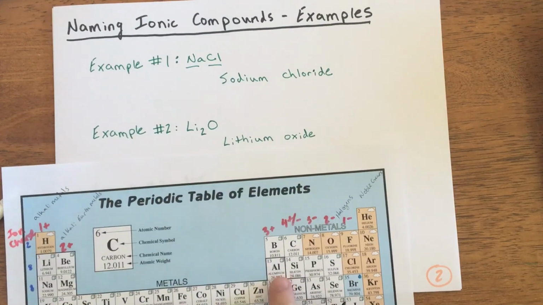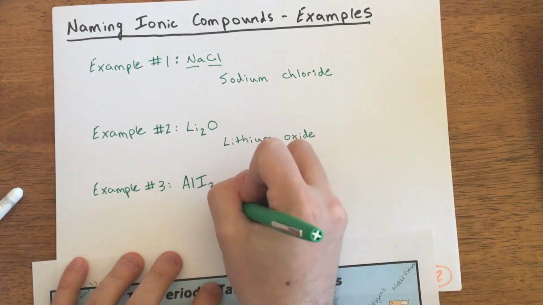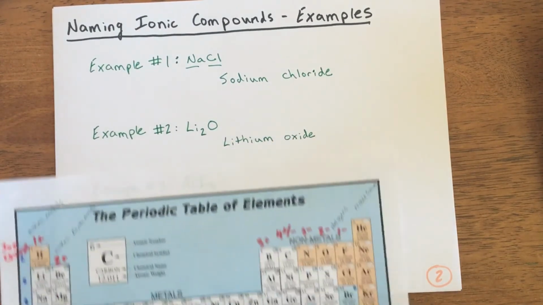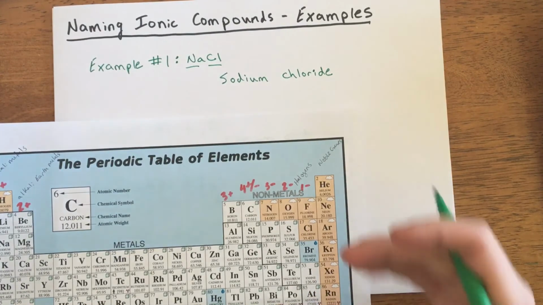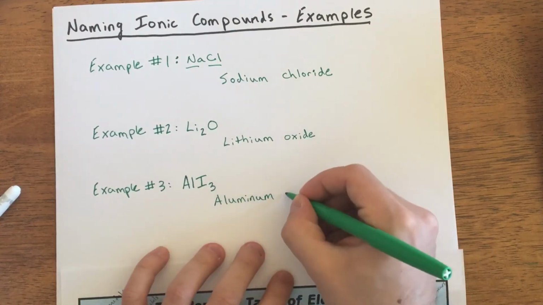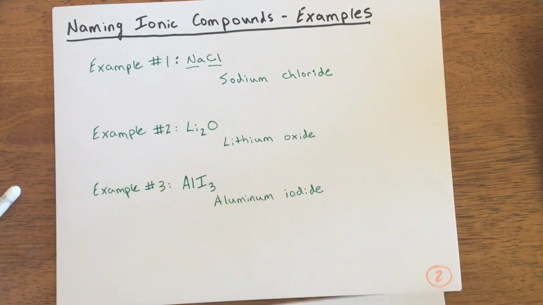Okay, our third example, hopefully you tried this one as well. We got to find aluminum in the third column, and since it's first, we just write aluminum. And a little bit tricky, iodine's actually in the very, very last column. So instead of iodine, just like chlorine, we're going to replace the INE with IDE, and you get aluminum iodide. Okay, hopefully those weren't too tough for you.